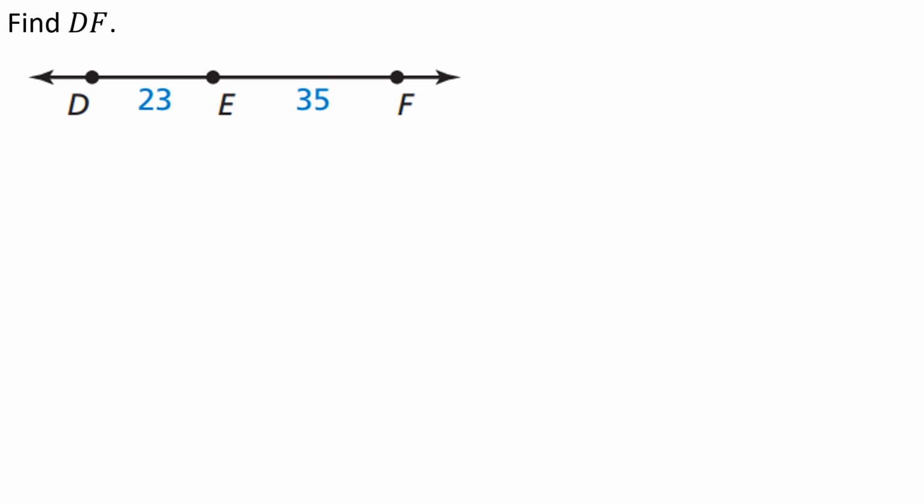So if I want to find DF, here's what I'm going to write down on my paper first. I'm going to put DF equals DE plus EF. All right, the length DF equals the length DE plus the length EF. Notice I'm using distance and length interchangeably here. The distance from D to E is also the length of the segment DE.